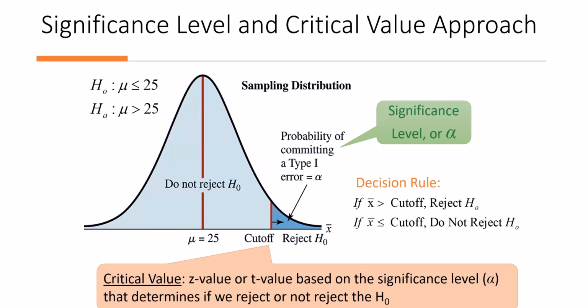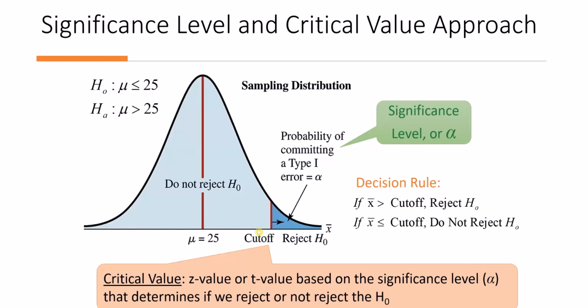So the first one is the critical value approach. This is where we're going to calculate either our lower or upper critical value. In this case, our null hypothesis is that the population mean is less than or equal to 25, and our alternative hypothesis is that the population mean is greater than 25. As you know, when we look at our alternative hypothesis, the sign is pointing to the right, so we know that this is going to be an upper tail test.